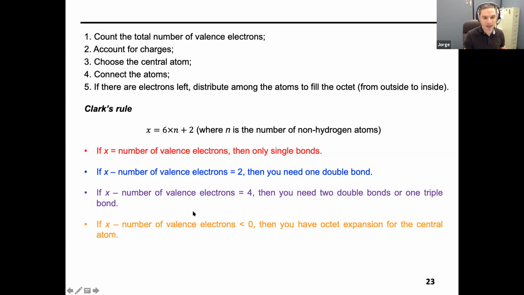Okay, so add this fourth item to your notes for the Clark's rule, and then this is the complete Clark's rule.